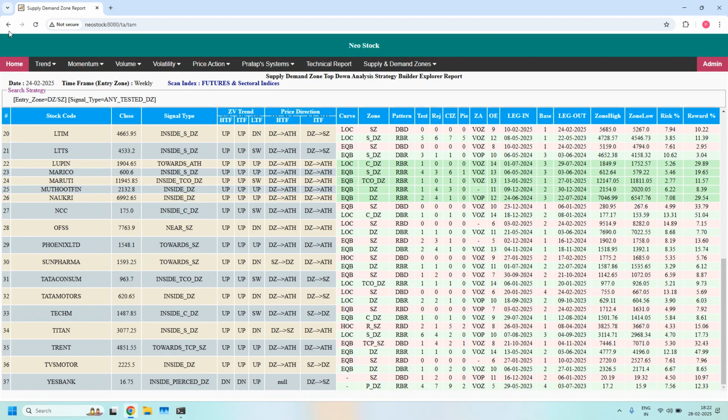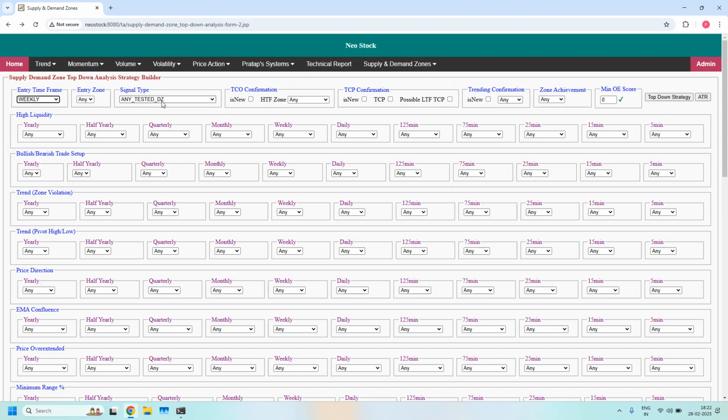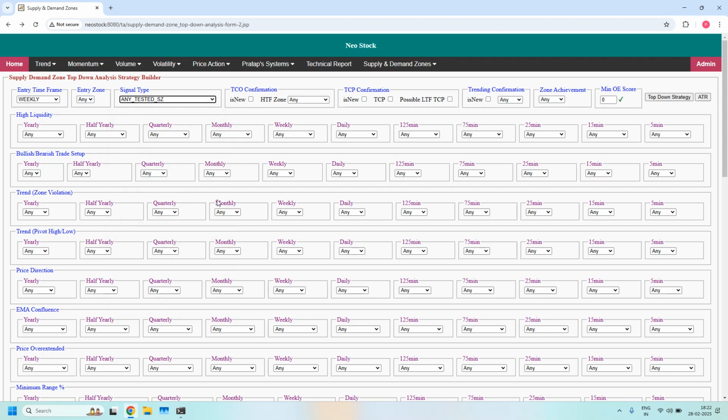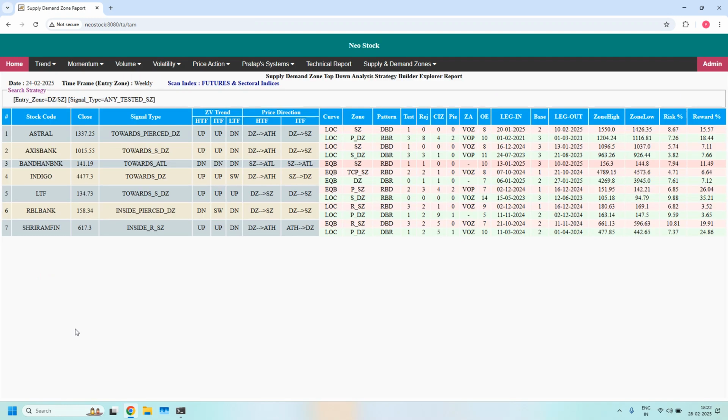Okay, next weekly time frame. Let us find the weekly supply zones tested during this week. Stocks having weekly supply zones. So these 7 stocks having weekly supply zones are tested during this week.